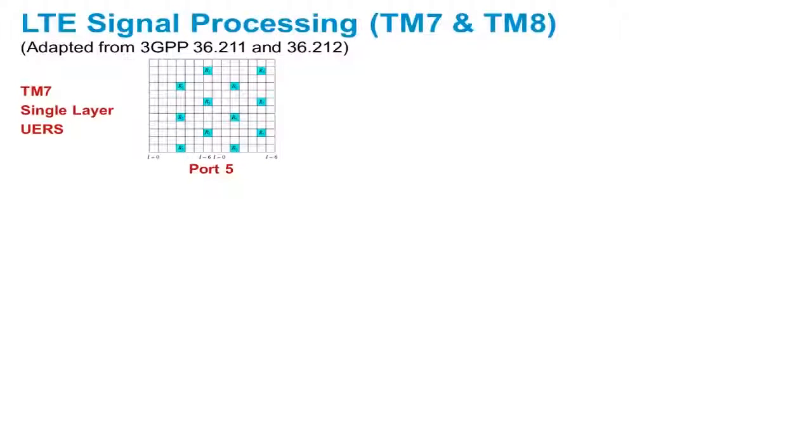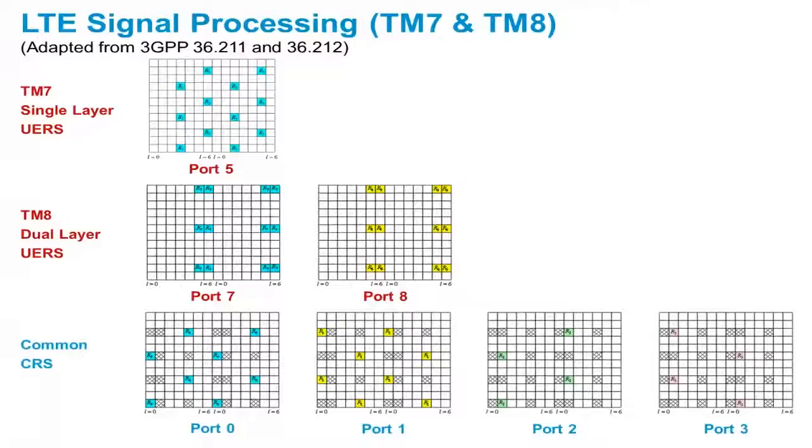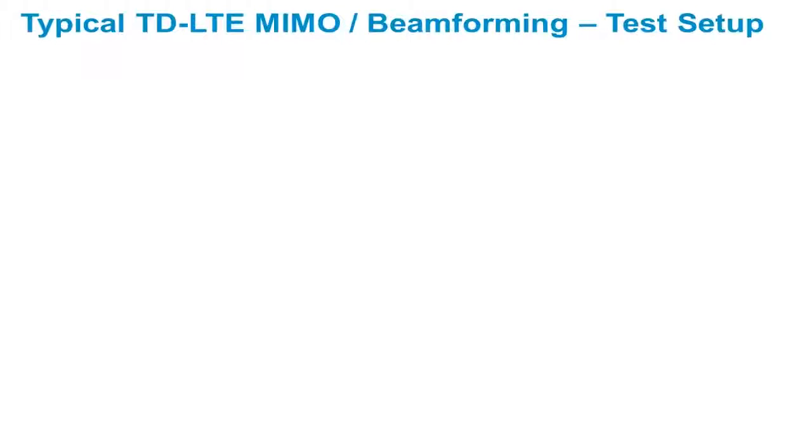LTE defines resource element mappings for each of the following reference signal types: transmission mode 7 single layer UE specific reference signals for port 5, transmission mode 8 dual layer UE specific reference signals for port 7 and 8, as well as common cell specific reference signals for port 0 through 3. All these reference signals need to be verified both in terms of baseband correctness and relative magnitude and phase observed at the RF antenna. Let's consider a typical TD-LTE MIMO beamforming transmission mode 7 and 8 test configuration.